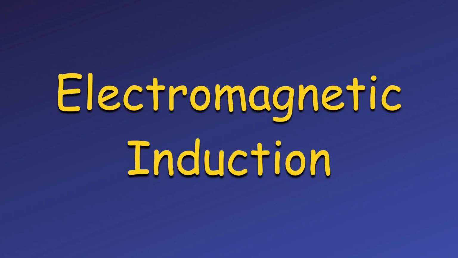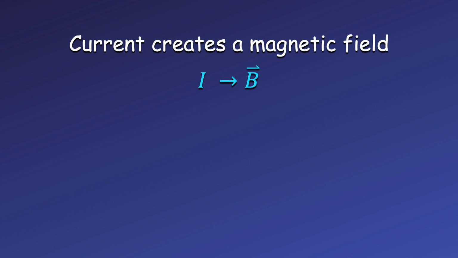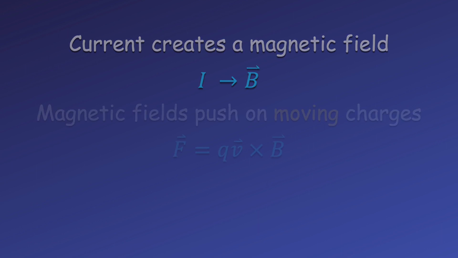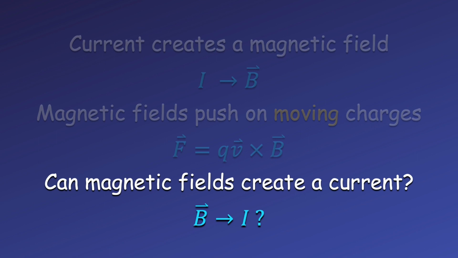In this video, we're going to cover electromagnetic induction. So far, we've seen that an electric current will create a magnetic field. We also know that magnetic fields exert forces on moving charges. But if a magnetic field can push on a moving charge, can it also generate a current from nothing? This is the question that Michael Faraday also asked, so we will look at some experiments as he did.